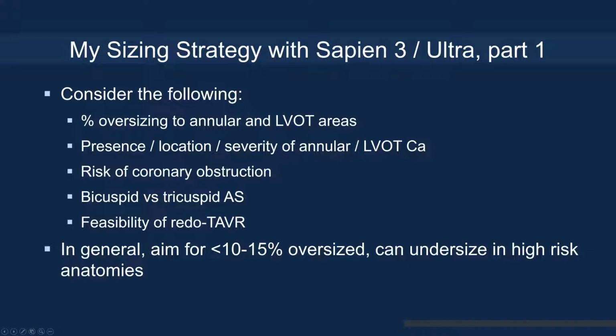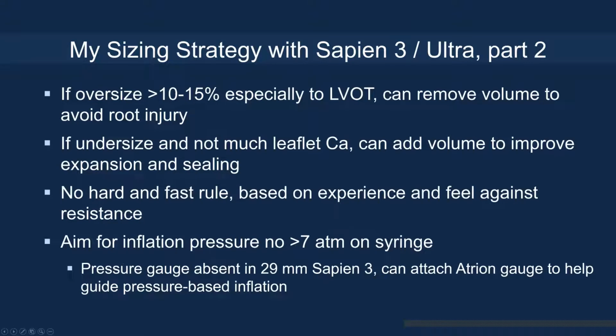In general, we aim for less than 10 to 15% oversize, and you can certainly undersize in high-risk anatomies. If you oversize by 10 to 15%, especially to the LVOT, you can certainly remove volume to avoid root injury. If you undersize and there's not much calcium, you can add volume to improve expansion and sealing. There's really no hard and fast rule, but you go based on experience and feel against resistance.